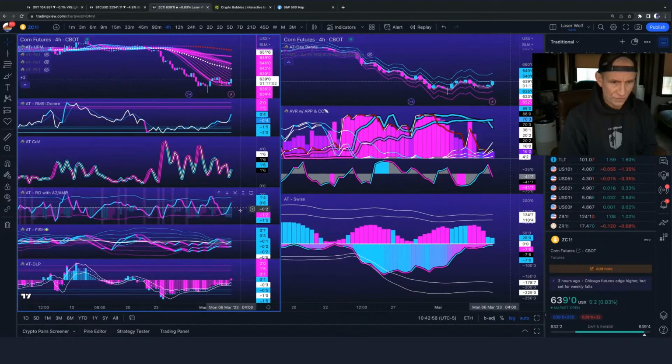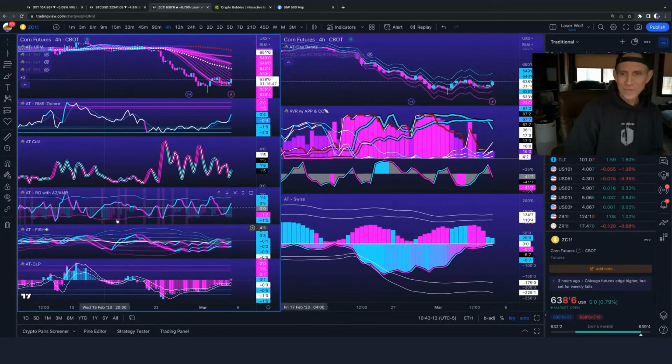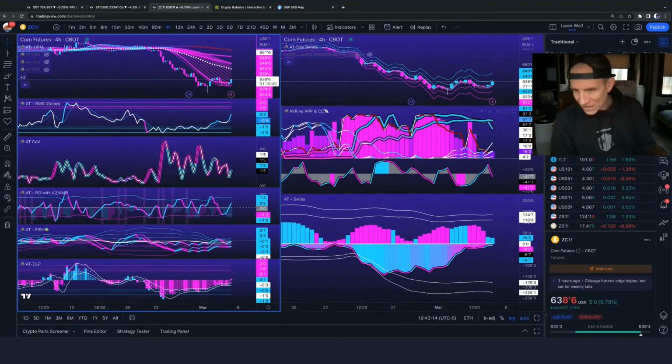What about orange juice futures? Pork belly futures. Right, we got them all. We got your corn.